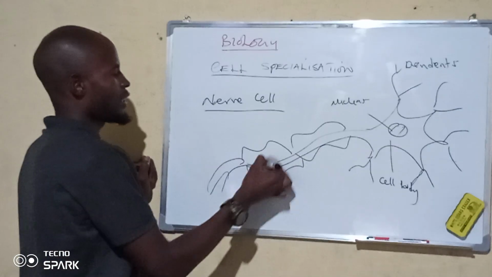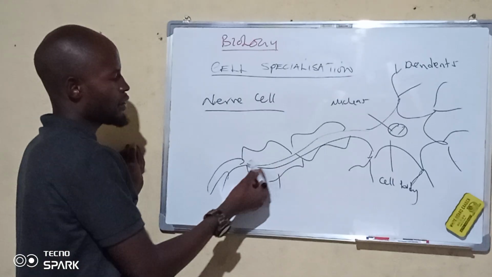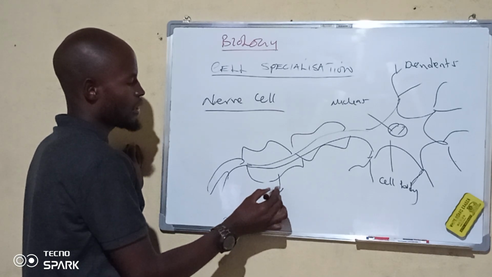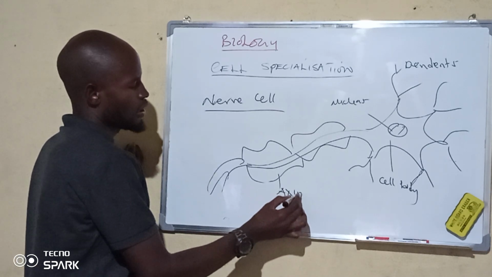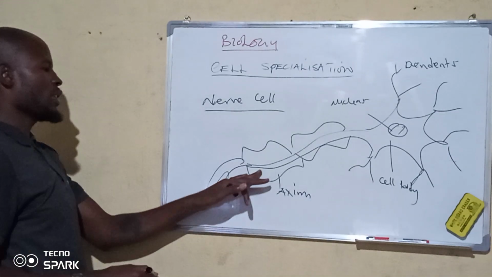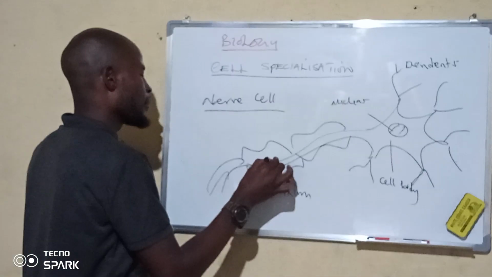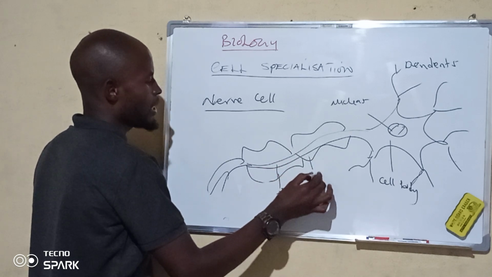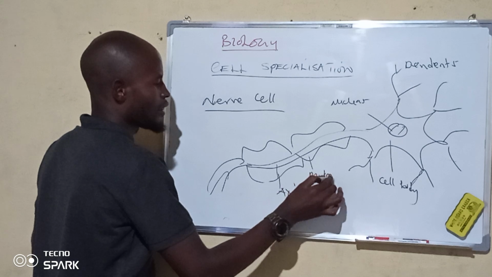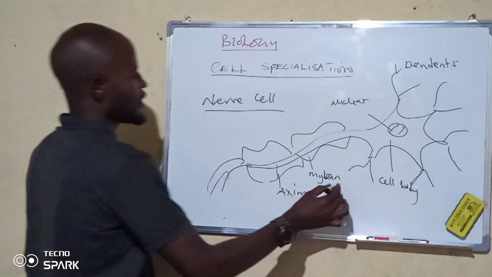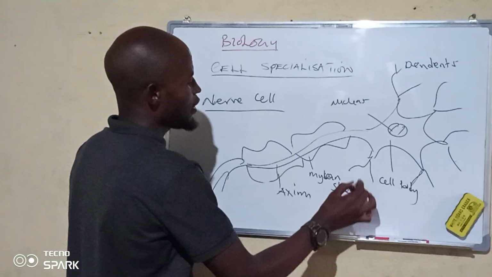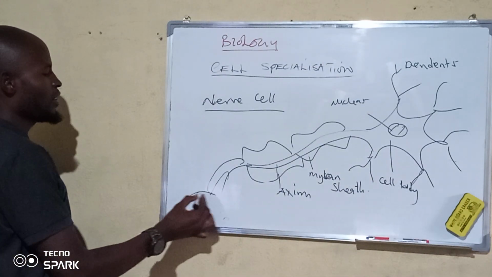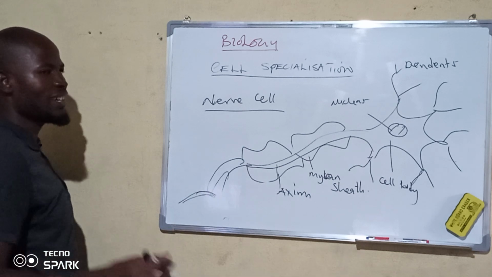Then we have this part. As you can see, these things are what we call the axon. This axon is this one. Then this other part is what we call the myelin sheath.